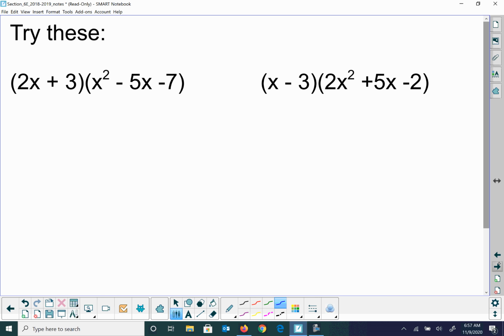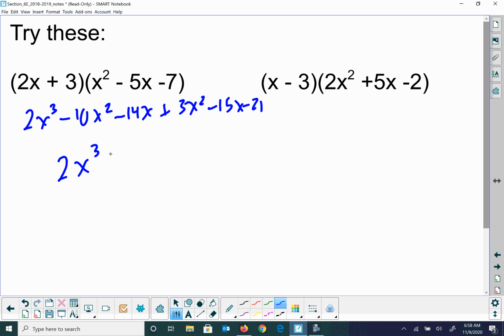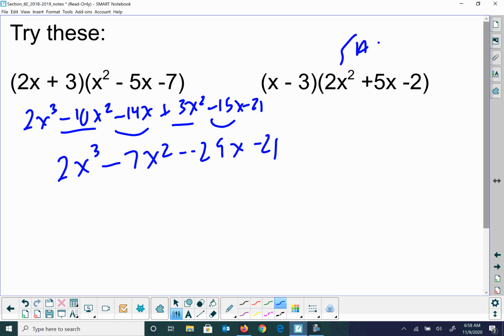Same exact idea we had done before. Distribute the 2x squared, so I get 2x to the third minus 10x squared minus 14x, plus 3x squared minus 15x minus 21. Combine like terms: 2x to the third, then those are like terms, so minus 7x squared. Combine those, minus 29x minus 21. This one's done the same. Just make sure you distribute the x here, here, here, and then the negative x here, here, and here. Combine like terms.